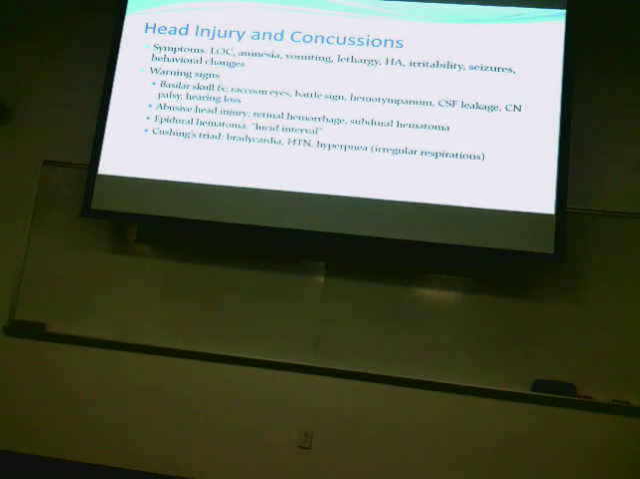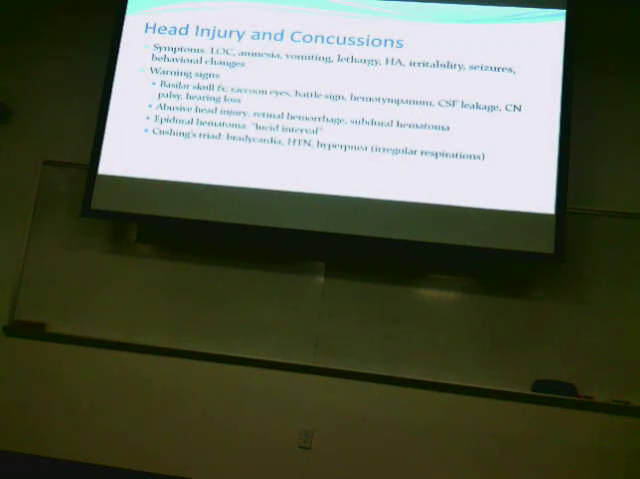There are a few red flag signs where you might be more concerned about a head injury causing a brain bleed. If you have a basilar skull fracture, raccoon eyes, or the Battle sign, which is the bruising behind the ears, hemotympanum, CSF leakage from the nose or the ears, cranial nerve palsies or hearing loss, those are not good signs.